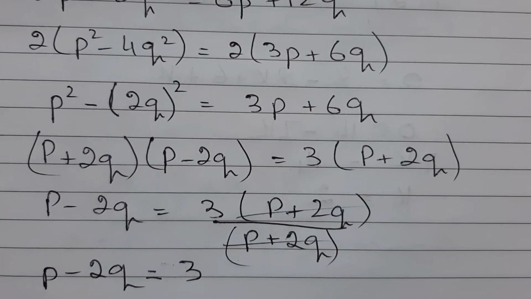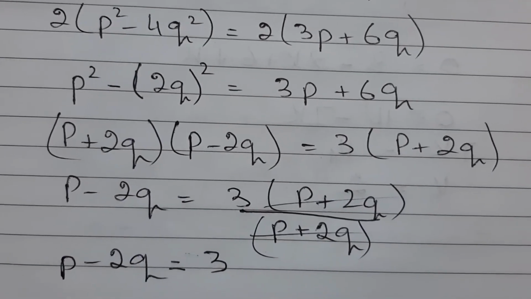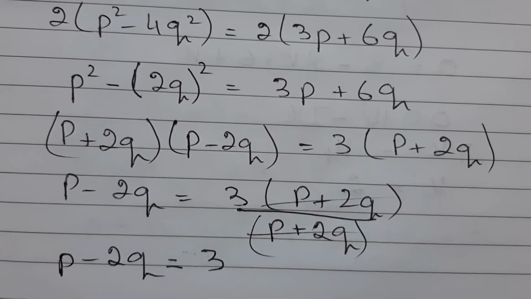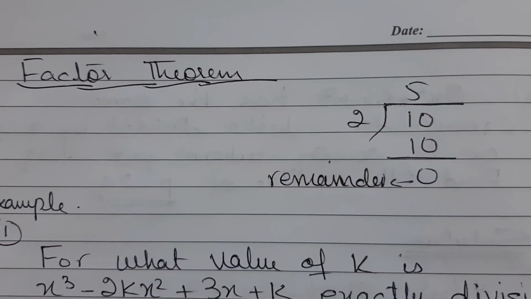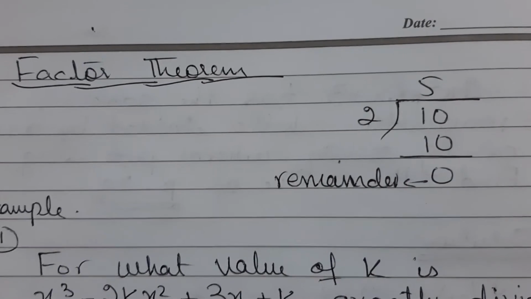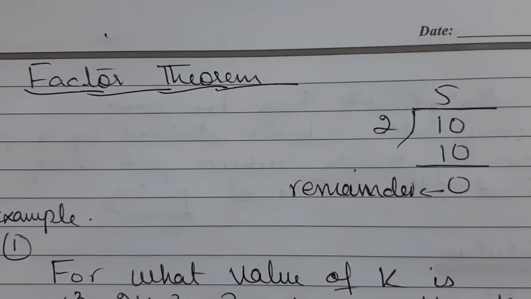So you are left with p minus 2q equals 3. This is the value you had to find out. Okay. Now let's start factor theorem. Factor theorem is simple once you understand remainder theorem.